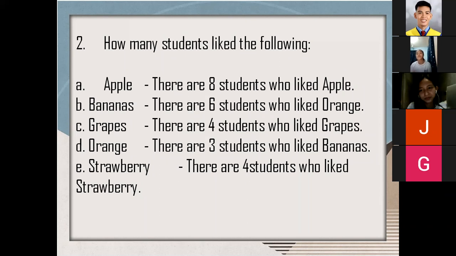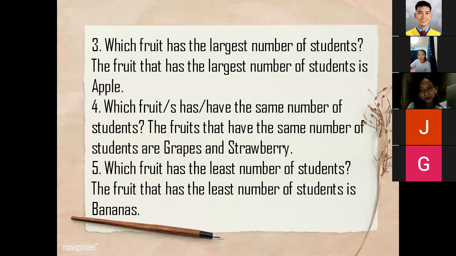The total number of boxes of face masks sold by Marites in a week is 21 boxes. Monday, 2 boxes sold. Tuesday, 2 boxes sold. Wednesday, 3 boxes sold. Thursday, 4 boxes sold. Friday, there were 2 boxes sold. Saturday, there were 3 boxes sold. Sunday, there were 5 boxes sold.